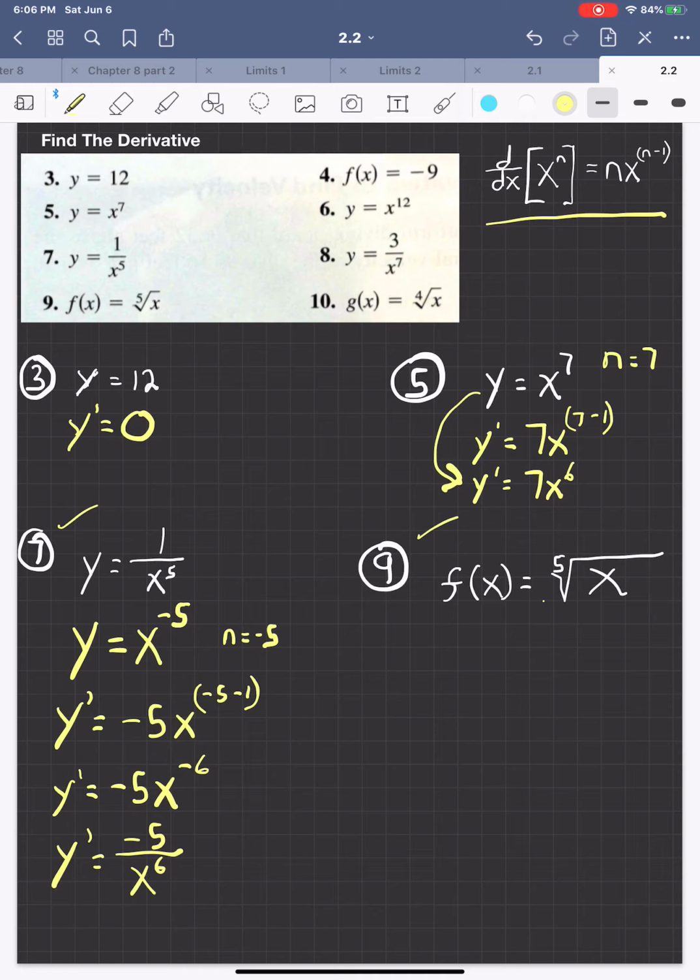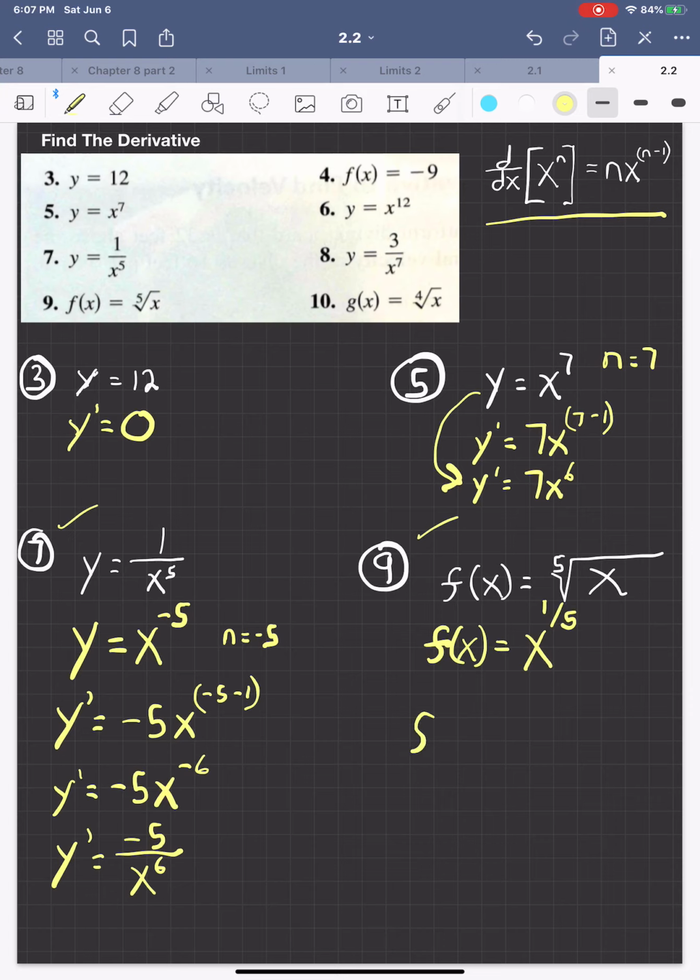Now let's do number 9, and again, back to my story about the two calculus students. One is trying some chain rule or other different types of rules to take a derivative, and the other student is just noticing, hey, wait a minute, the fifth root of x, that's the same thing as x to the power of 1/5. So now we can apply our power rule.